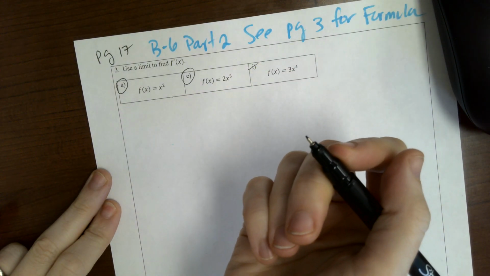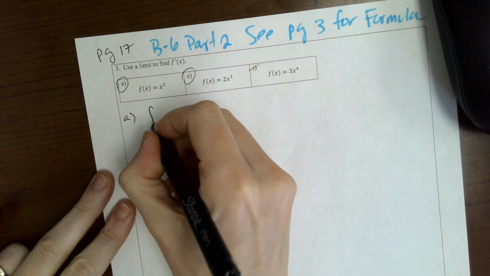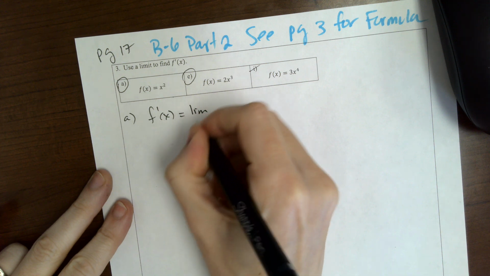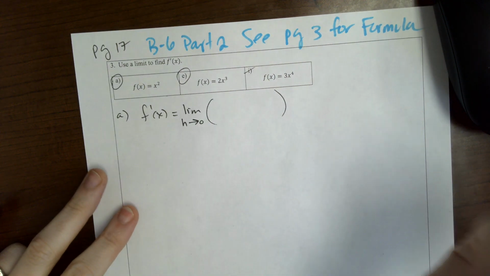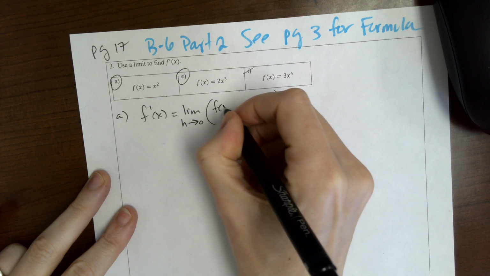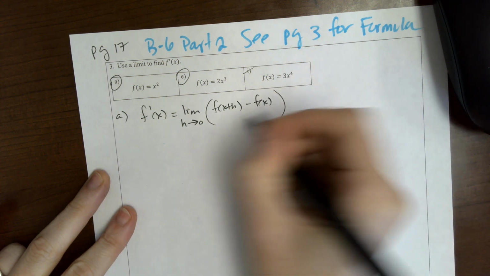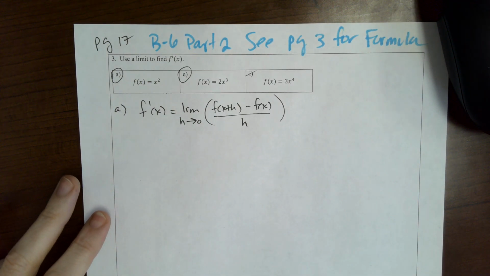Okay, so part A. Let me just write down the formula. So f prime of x is equal to the limit as h approaches 0 of f of x plus h minus f of x all over h.